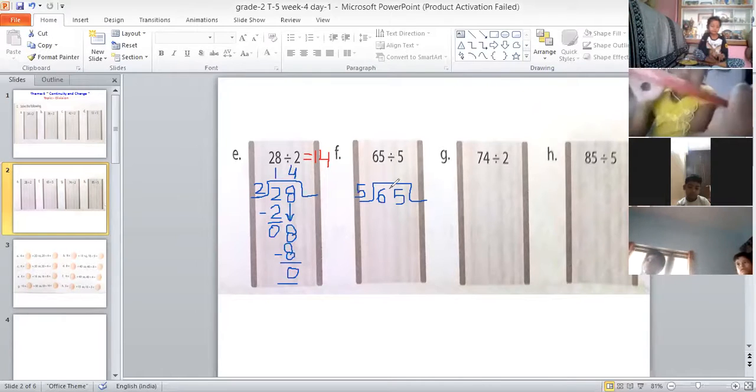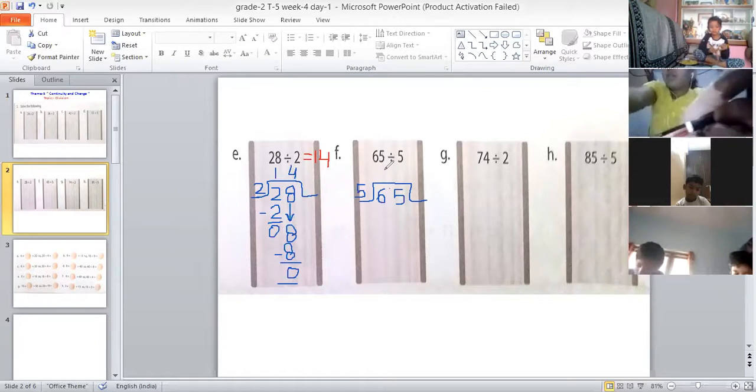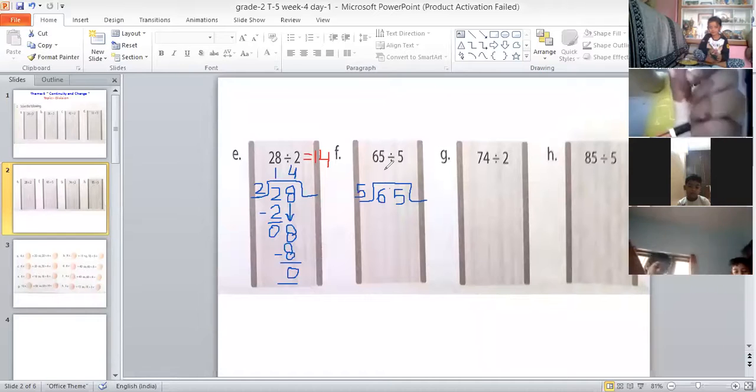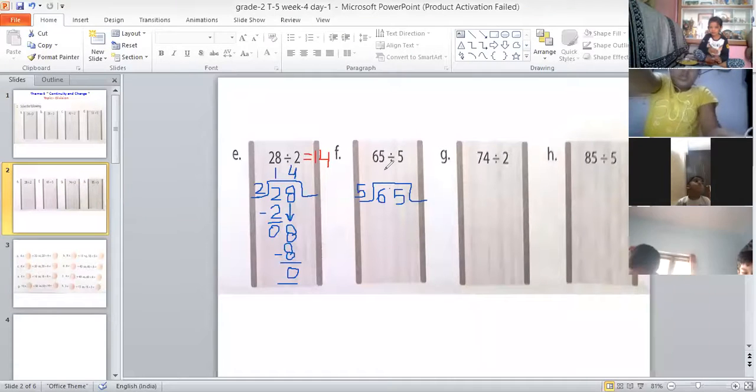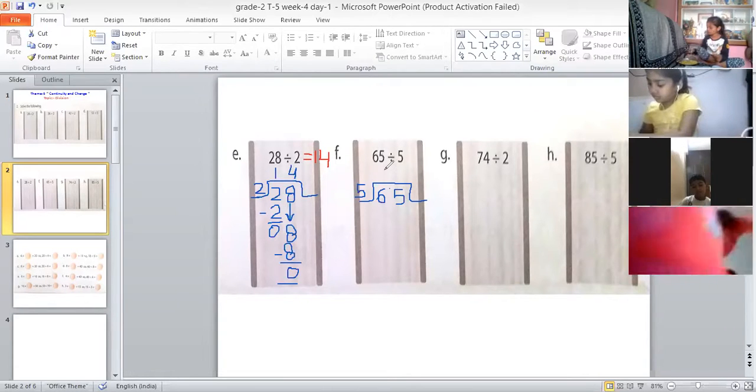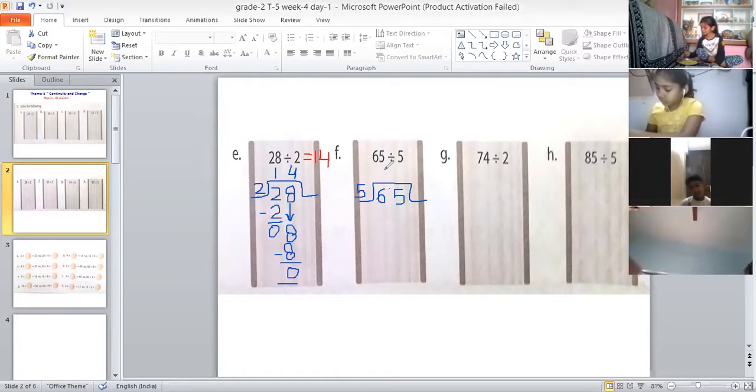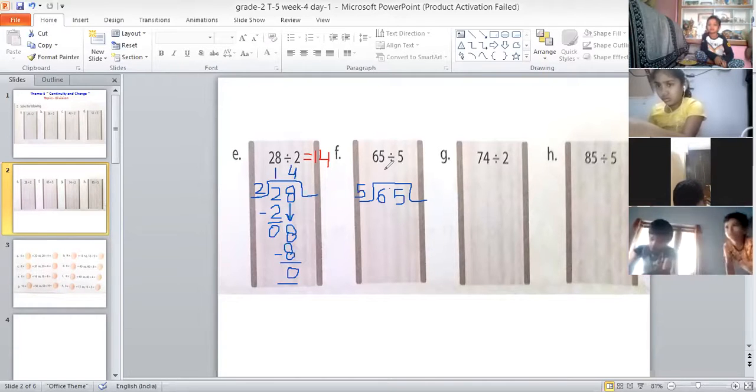Now tell me, Supratik, in 5 table, which number is smaller than 6 and nearest to 6? Recall 5 table. 5 ones are 5 and 5 twos are 10. Tell me, is 10 smaller than 6 or greater than 6? Greater than 6. Okay, so we cannot take 10. And 5 ones are 5. So is 5 smaller than 6 or greater than 6? Smaller. Very good. So we have to think of a number in 5 table which is smaller than 6 and nearest to 6.